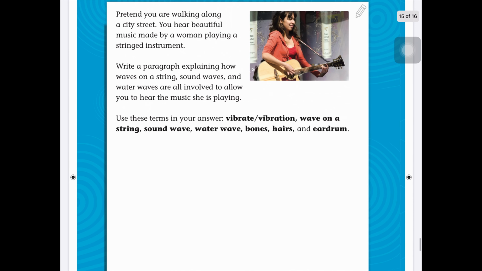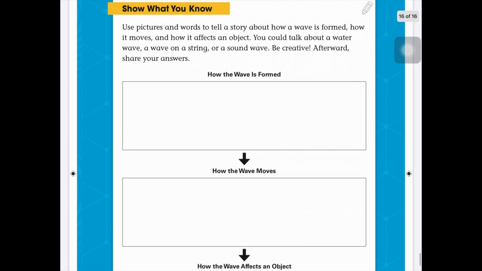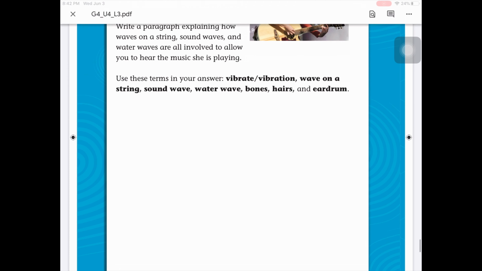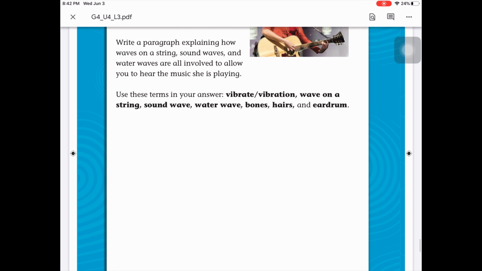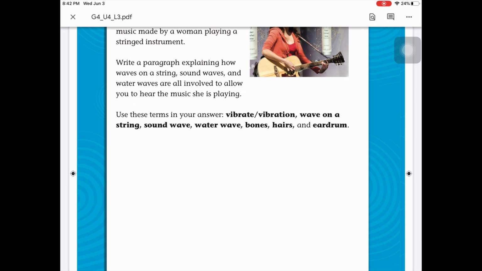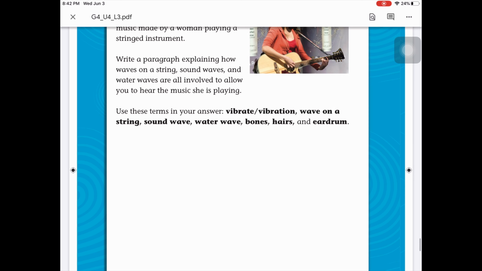And then after you do this one on page 67, you're going to go up here and write a paragraph explaining how waves on a string, sound waves, and water waves all are involved to allow you to hear the music she is playing on her guitar. You need to use terms like vibrate, vibration, wave on a string, sound wave, water wave, bones, hairs, and eardrum.